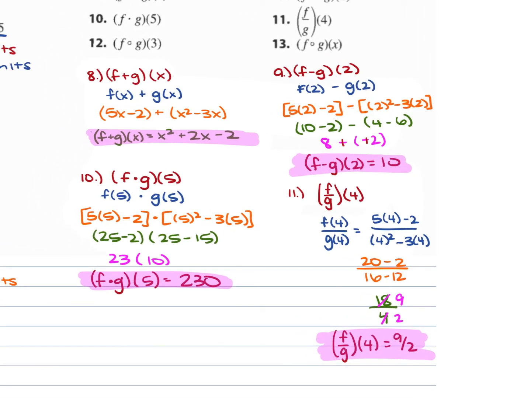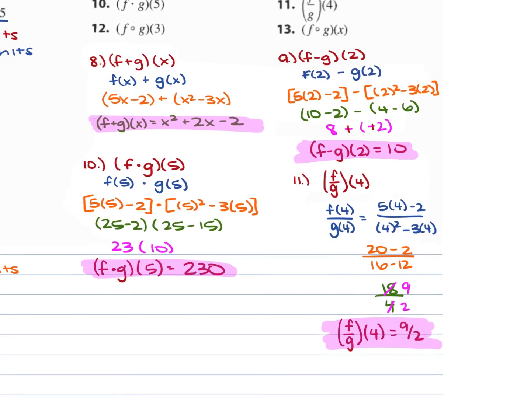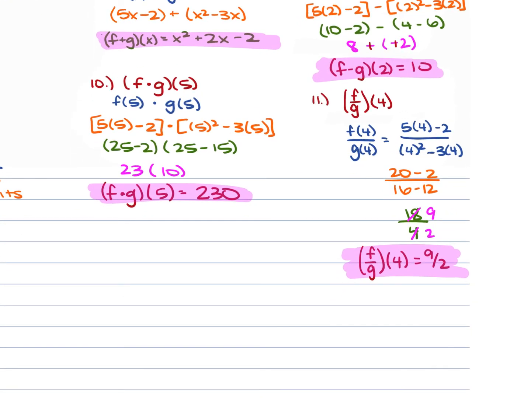For number 12, we're doing f of g of 3. So originally, this is written for us as f of g of 3. We can rewrite this to be f of g of 3, which just means we're going to plug in the 3 for x in g of x, and then whatever we get from there, we're going to plug in for the x in f of x.